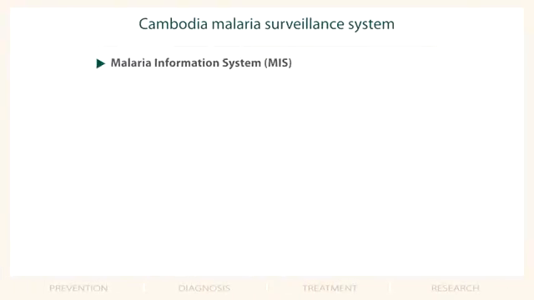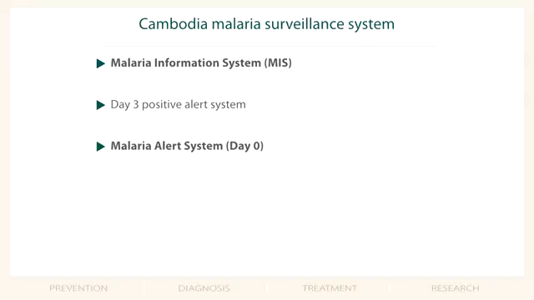In the national malaria control program, we have 5 different tools for the surveillance system, but I don't think I can cover all of that. So for this presentation, I cover only the two main tools. One is the malaria information system, we call MIS, and the malaria alert system, we call DESRO. So we have 5 tools.